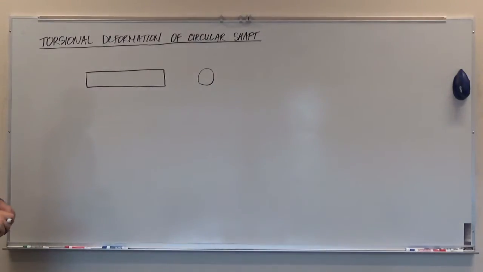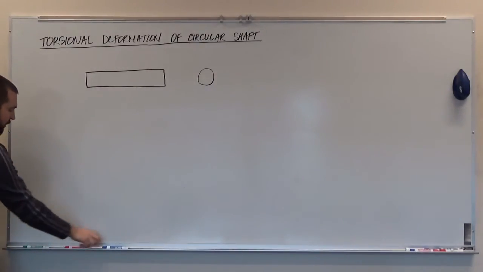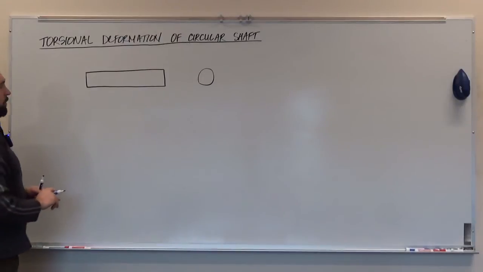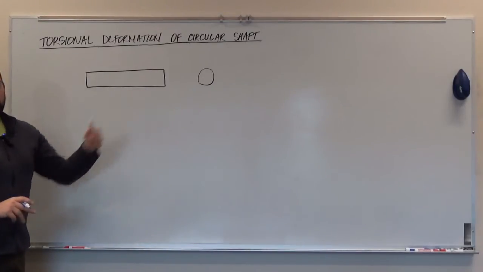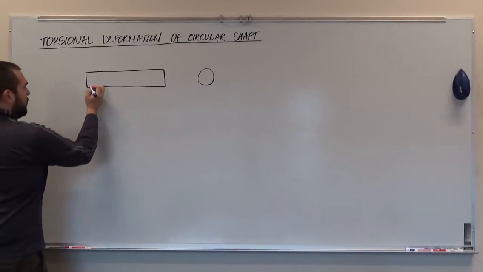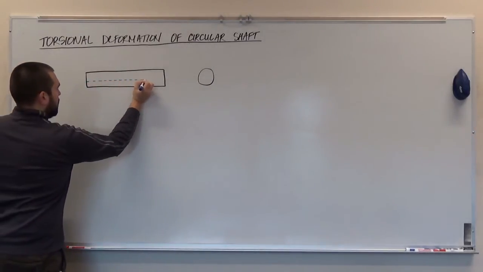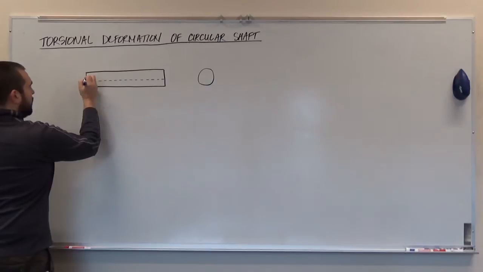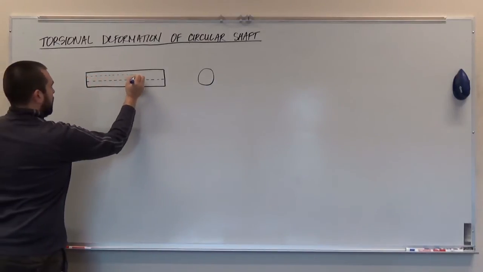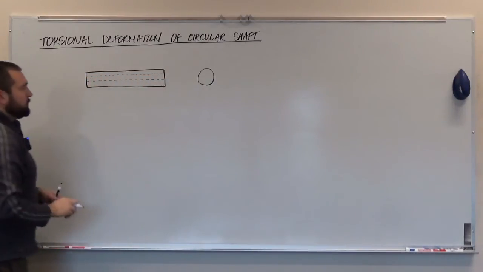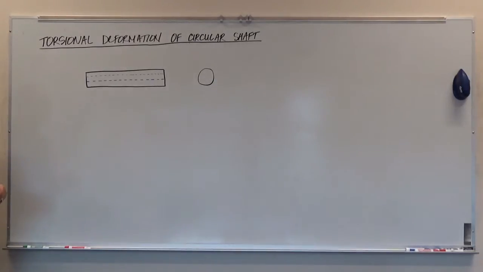So if we have this undeformed shaft, we haven't applied a torque to it yet, and I'm simply going to trace a couple longitudinal lines on the outside of this shaft. So these lines are parallel to the longitudinal axis, just right on the surface of the shaft itself.